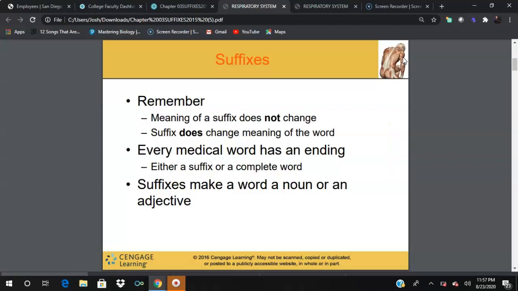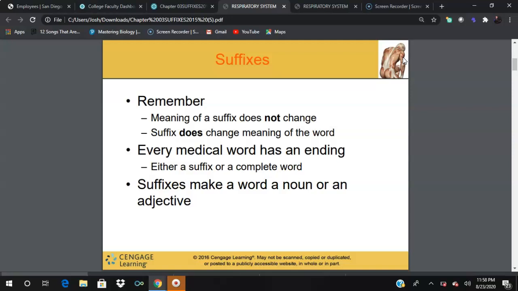Okay, so suffixes, remember, kind of from chapter 1, are added to the end of a word. Prefixes go to the beginning and suffixes go to the end. And just like the prefix, the suffix itself, the definition itself does not change. But once you add that suffix to the word root, then it does change the meaning of the word. And unlike prefixes, not every word has a prefix, but every word will have a suffix.